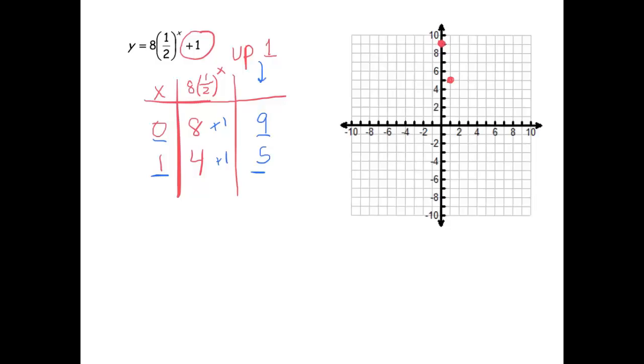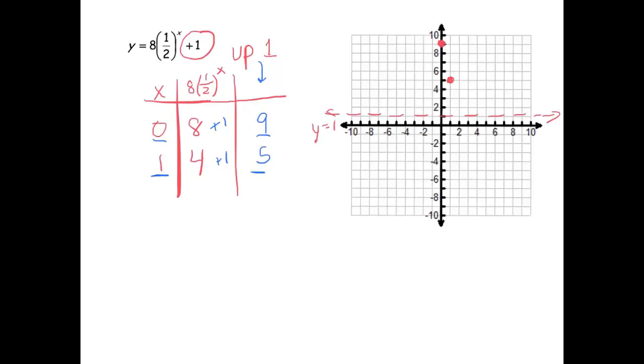Now the original asymptote, that dotted line that I drew in, was at y equals 0. But it got moved up 1. So that means that our horizontal asymptote is at y equals 1. Let me label that. That's y equals 1.